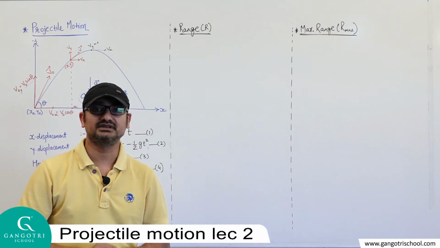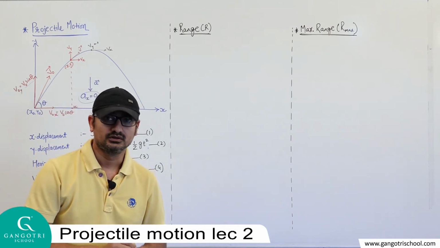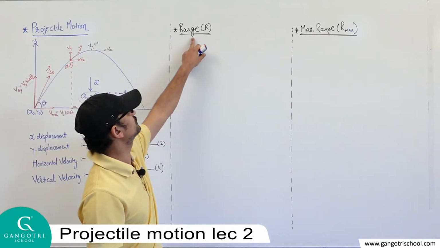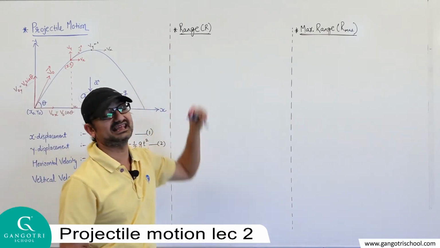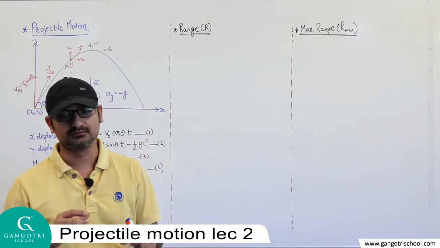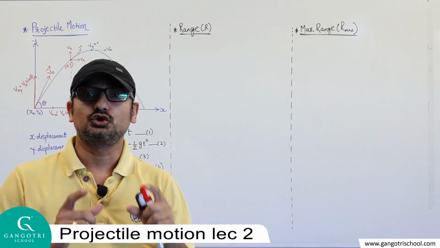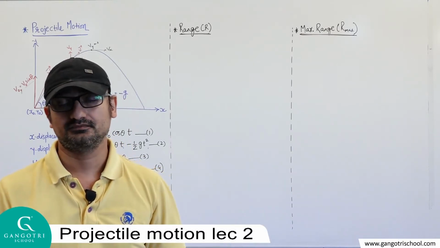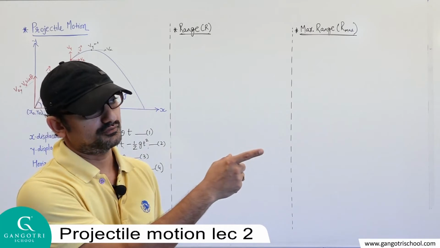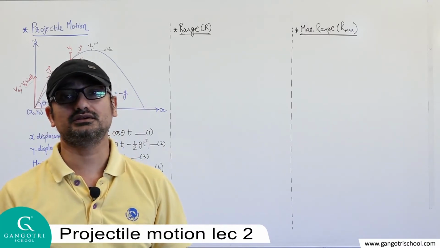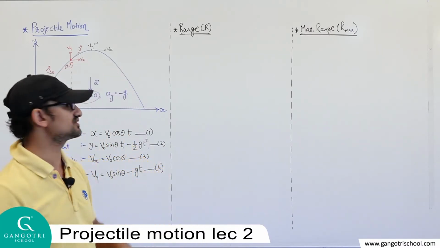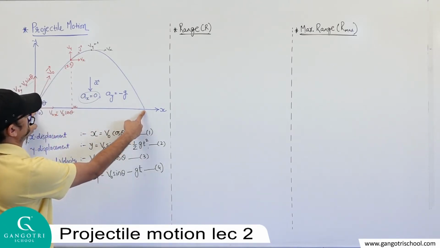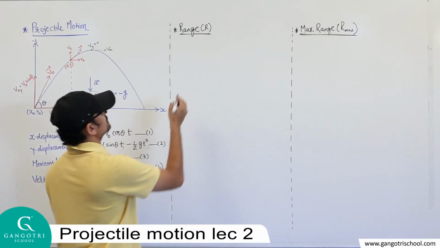So now after getting the 7th equation, which one is the next? The next equation we would like to derive is the equation of range. Range means total horizontal displacement. How far the object goes from the point of projection, the total horizontal displacement, is known as the range.